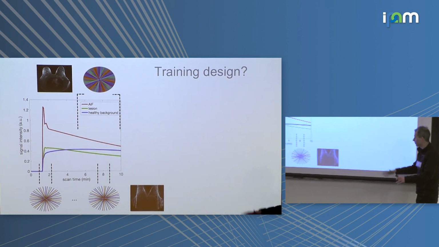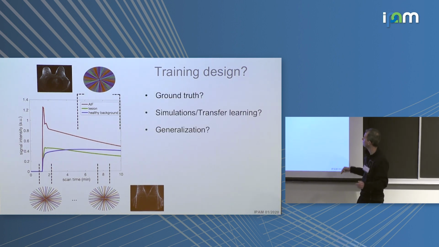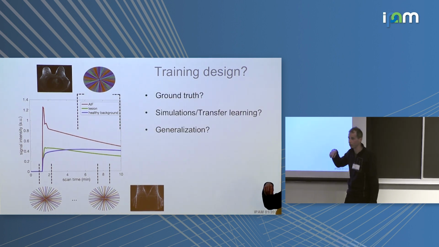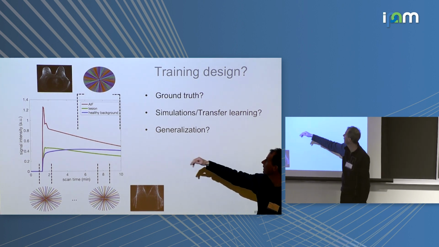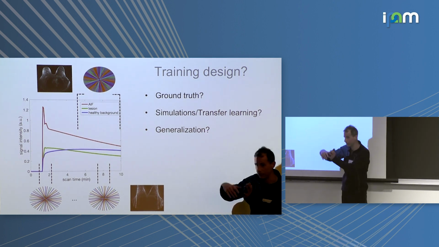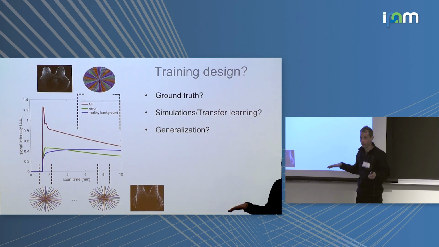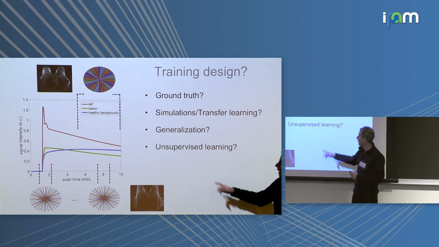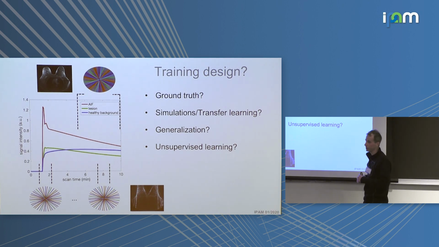And there are lots of things going on at the moment in this field. So one thing that we are doing at the moment is numerical simulations of these contrast kinetics, and then trying to do transfer learning from simulated data to real data. But then how well will this generalize? Nobody knows. Another idea is to do unsupervised learning. Some people are doing this.